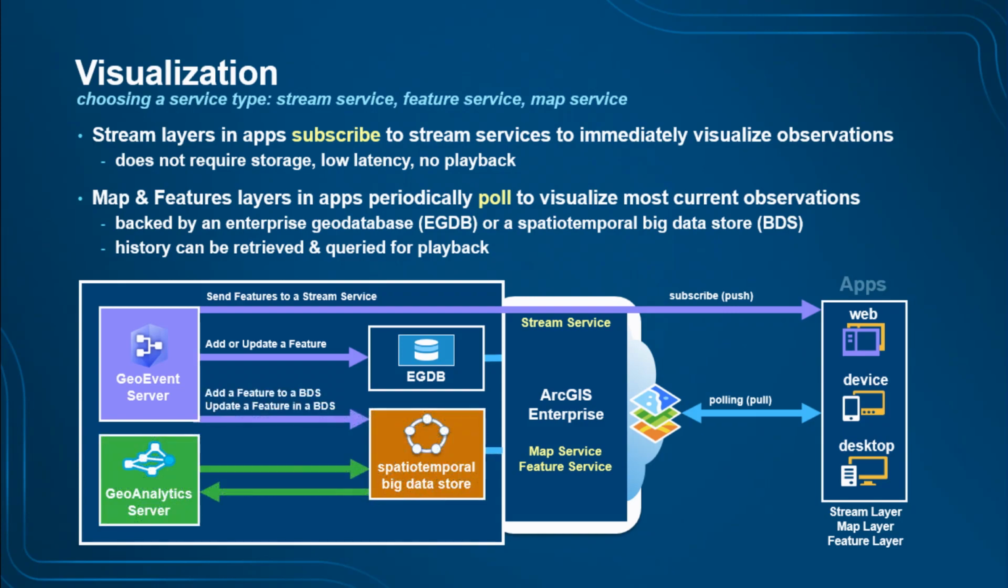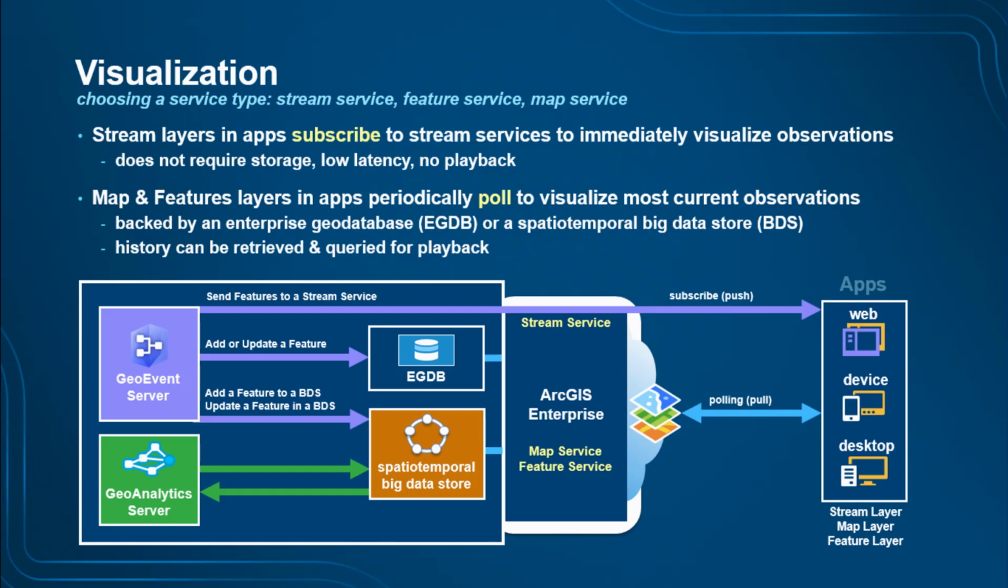Now, when you store features in the spatiotemporal data store, you can also visualize your information as a map service, which automatically aggregates your data on the fly. If you've been to some of the other GeoEvent sessions this week, you may have seen some examples of this. It was certainly shown in the plenary as well. And this allows you to really visualize large volumes of data effectively.